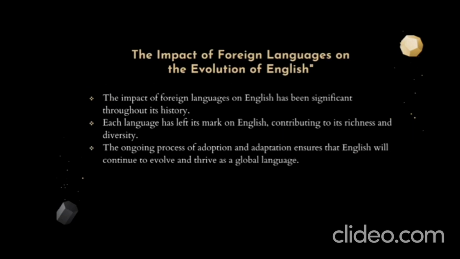The impact of foreign languages on English is ongoing, as new words and phrases are continually being adapted into the language. This process is essential to the vitality of English as a global language, as it helps to ensure that the language remains relevant and adaptable to changing circumstances. So, we can see that the impact of foreign languages on English has been significant throughout its history, contributing to the richness and diversity of the language we know today. From Latin to Tamil, each language has left its mark on English, and the ongoing process of adaptation ensures that English will continue to evolve and thrive as a global language.